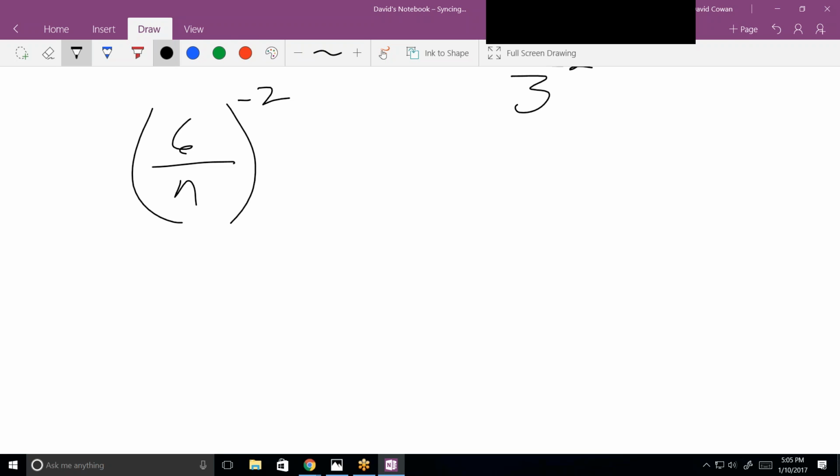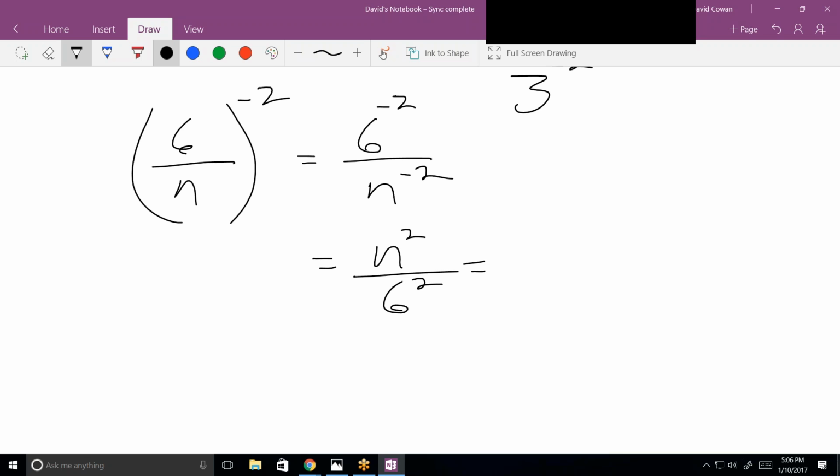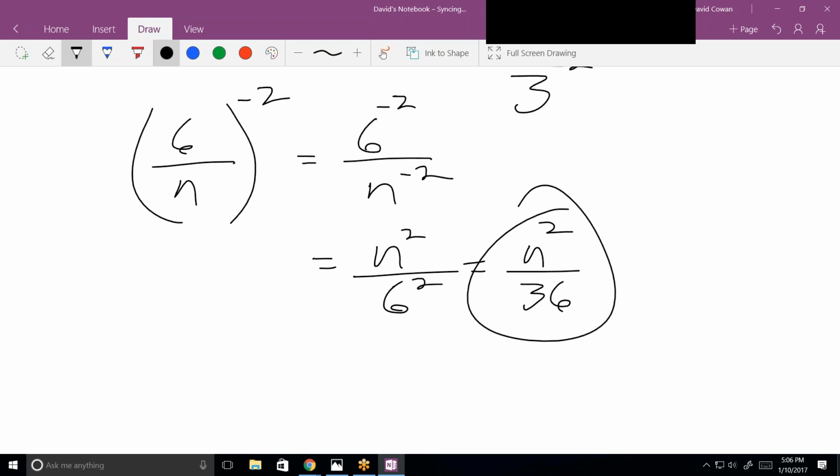And one of the properties of exponents is I can separate it into this and that. Now I can move, switch it. I can move the 6 to the other side of the fraction line and the n to the other side of the fraction line, producing that, and that is n squared over 36. And that's the answer you'd want to give.